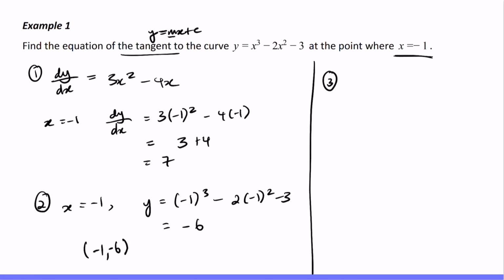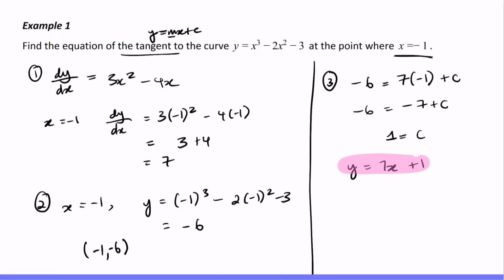And once you've got that, now I've got all of the points that I need in order to sub it into y equals mx plus c. So when y is -6, the gradient is going to be 7, the x and plus c. And then that's our only task. We just need to now find what is c. So it's going to be -6 equals -7 plus c. Take the 7 over, you get 1. Therefore, y is going to be equal to 7x plus 1. And that there is your tangent line.